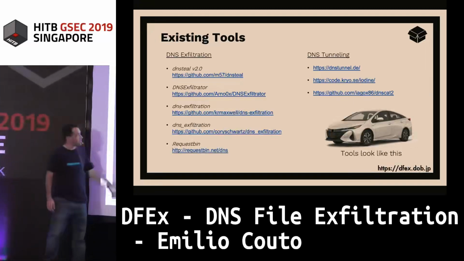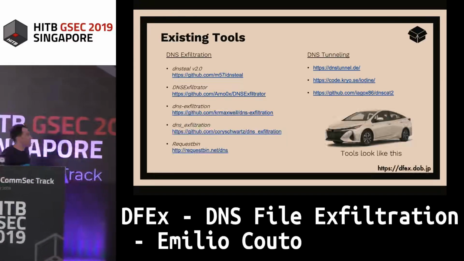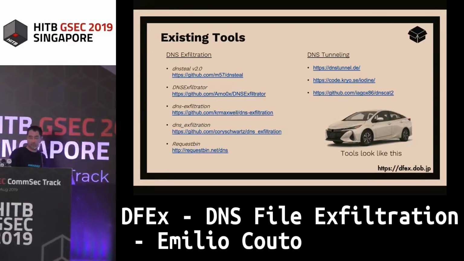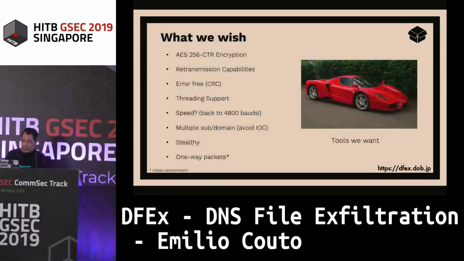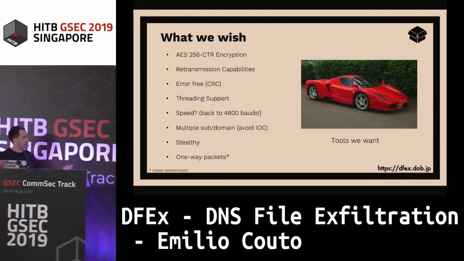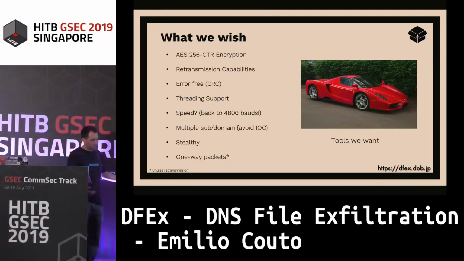They're different tools, though. So I came up with, okay, these are good tools, but I need to come up with something slightly different because I have different requirements. So what I started to do was write down what I want. I want something like this. I want to have 256 CTR encryption. I want to have capabilities of retransmission, like any good protocol in a way. I want to have error-free transfer.